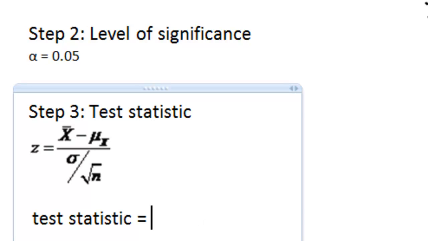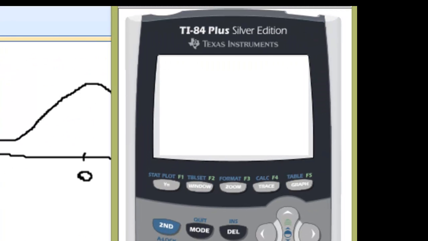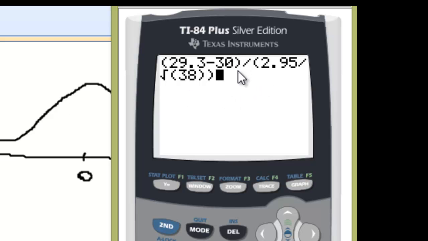Let's see, I've got my calculator here. We can just crunch all these numbers. Okay, so I've got 29.3, that is our sample mean, minus 30, that was our population mean, that was our mu based off of the null hypothesis. I've got that in parentheses because I want that difference to be done in the numerator. Divided by, open up another set of parentheses because we have two things going on in the denominator. I've got sigma, which is our population standard deviation, 2.95, divided by the square root of little n, which in our case is, we had a sample size of 38.